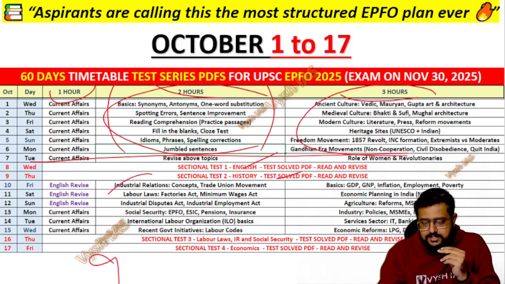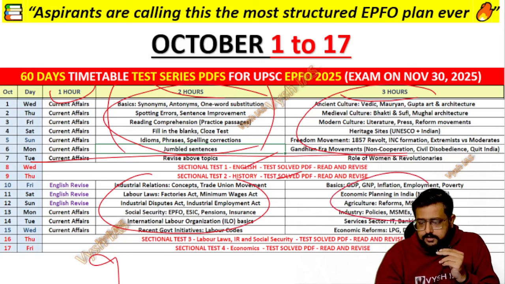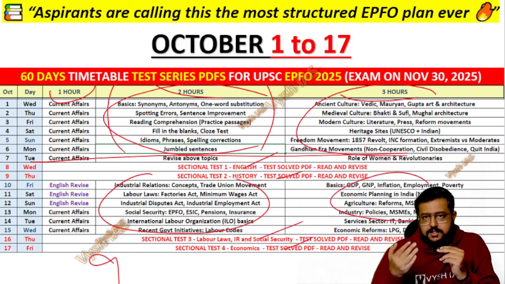Then again you will do the next section, which is your labor law and industrial relations, for 2 hours every day, and 3 hours you will do your GS part, which is your economics part, and so you will get the next test like that. So October 1 to 17, 4 sections of the syllabus with 4 sectional tests will be completed.